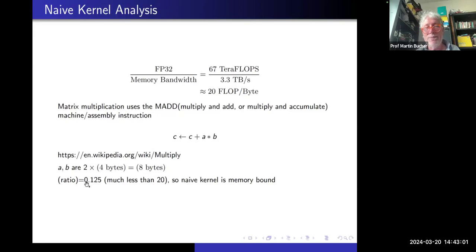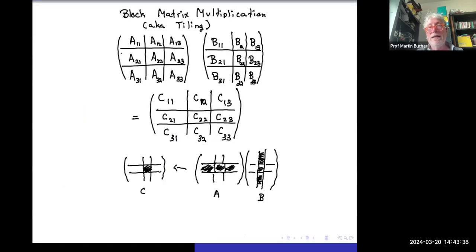So we see that this ratio on top is 1/8 rather than 20. So we would have to reduce the memory traffic by a factor of 160 in order to be computation bound, or just where the memory throughput and the computation throughput are the same.